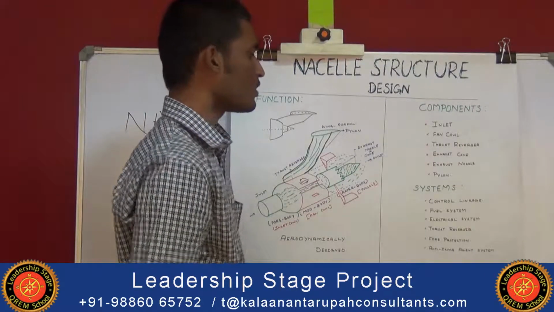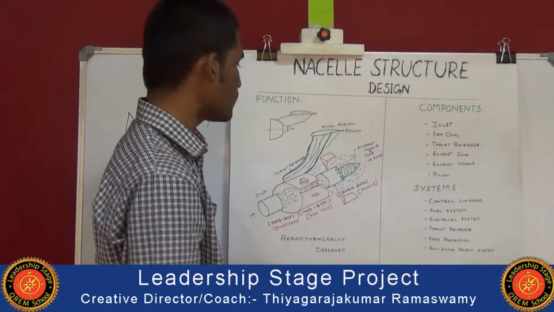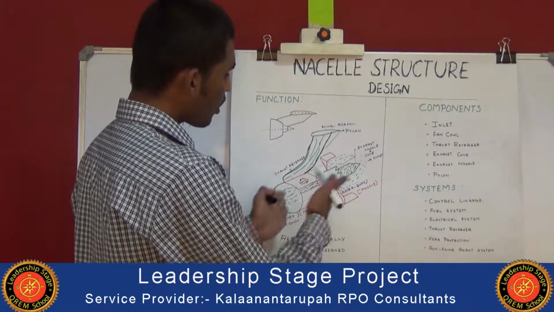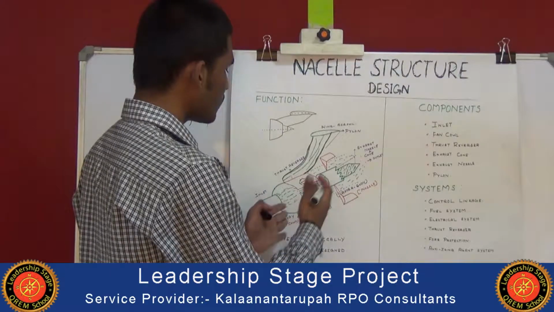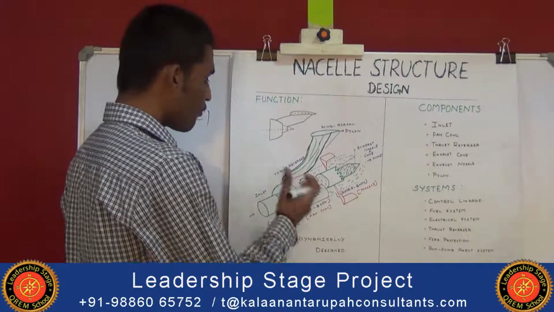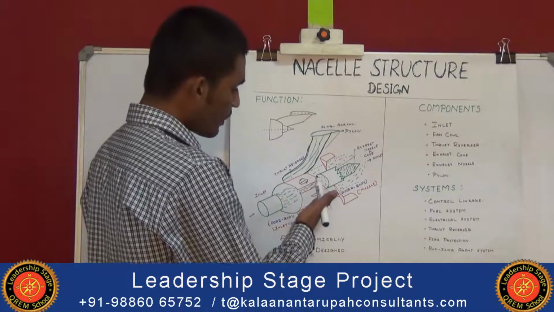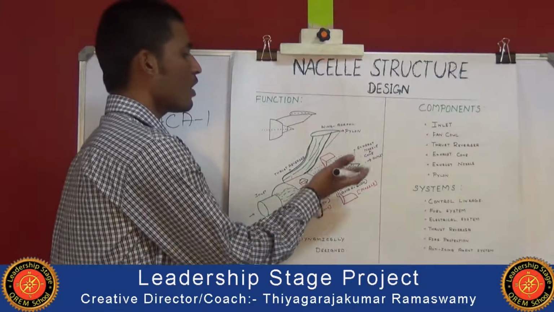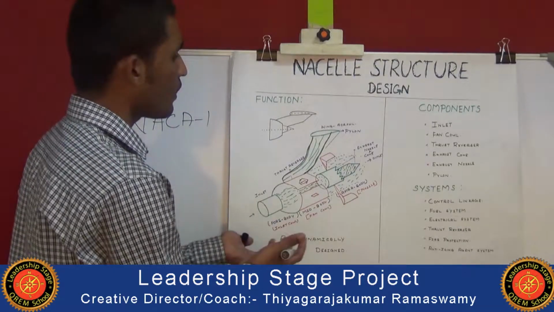First one is control linkage. Control linkage is a linkage between the nasal components as well as the nasal structures. That is the linkage between the forebody and midbody, and the linkage between the midbody and outer body. That is the linkage between the inlet cowl and fan cowl and the nozzle of the nasal structure.